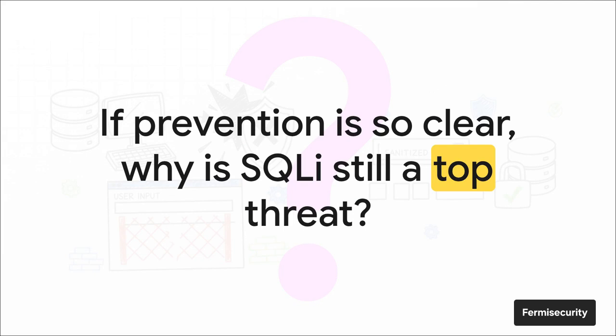And that's really the final thought to leave you with. If we know exactly how to prevent it, why is it still everywhere? Well, the answer isn't technical. It's human. It's because of legacy code that's too old and fragile to fix. It's developers who are never trained in secure coding, and sometimes it's just business pressure to ship new features faster than securing old ones. The threat isn't still here because we don't know how to stop it. It's here because, for a lot of reasons, we just don't.